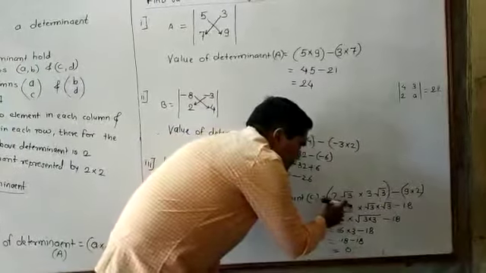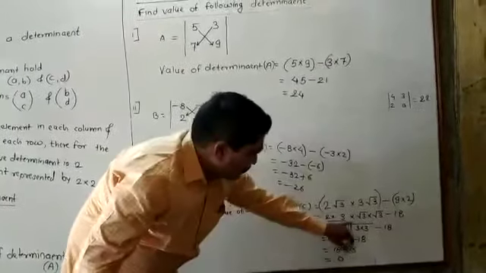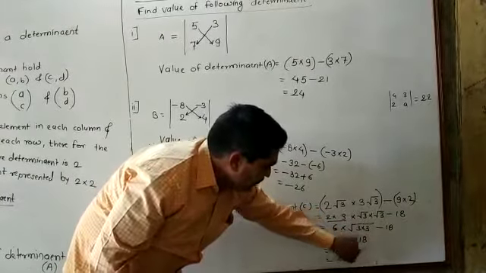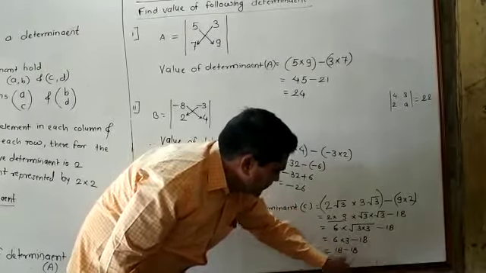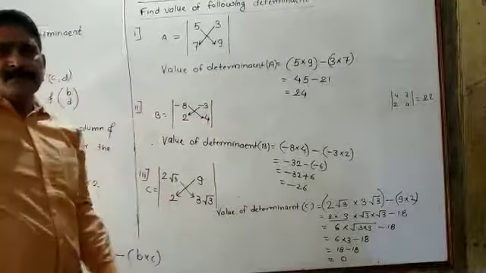Collect the 2 multiplied by 3 together and the square root terms together. If two terms are the same in the square root, one term will come outside. This 3 will come outside. 6 3s are 18. 18 minus 18 is equal to 0. Therefore, the value of determinant C is equal to 0.